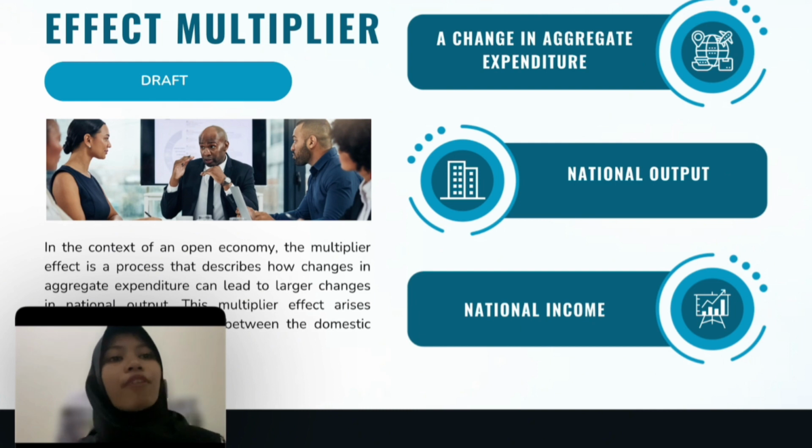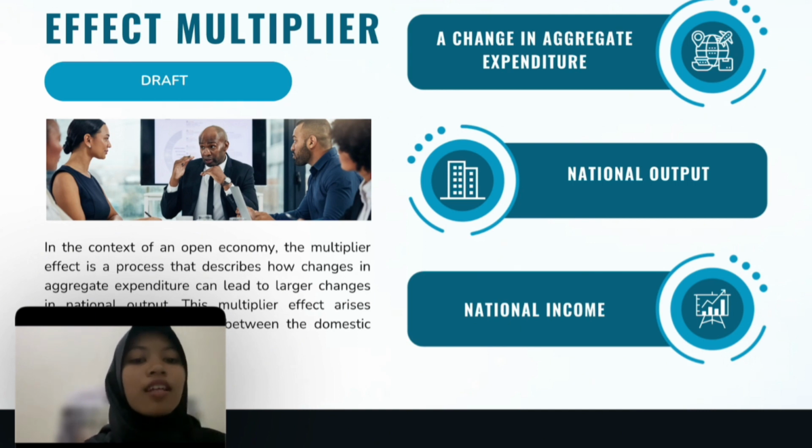So the next is about how the multiplier effect is derived. In the context of an open economy, the multiplier effect is a process that describes how a change in aggregate spending can lead to a larger change in national output. This multiplier effect arises due to the interaction between the domestic and foreign sectors. And simply, the multiplier can be described as follows.